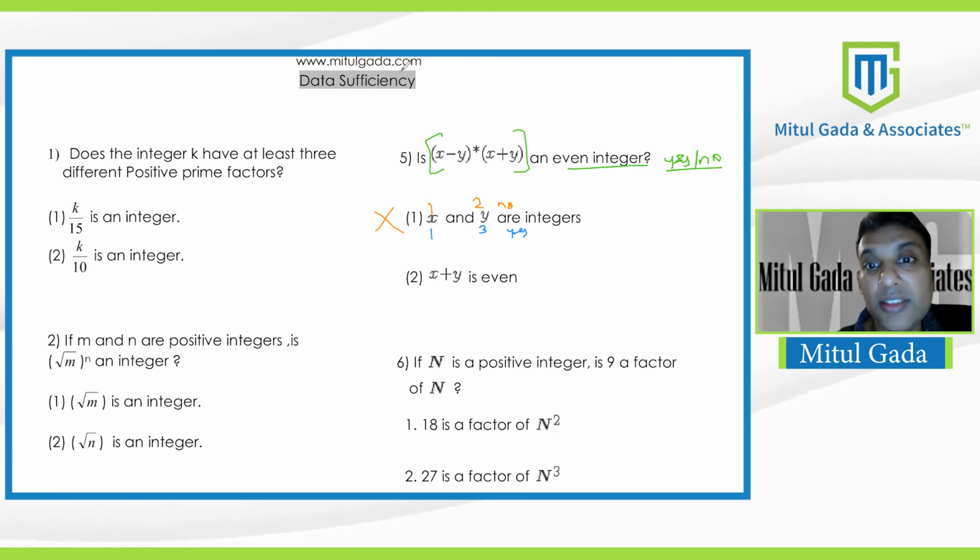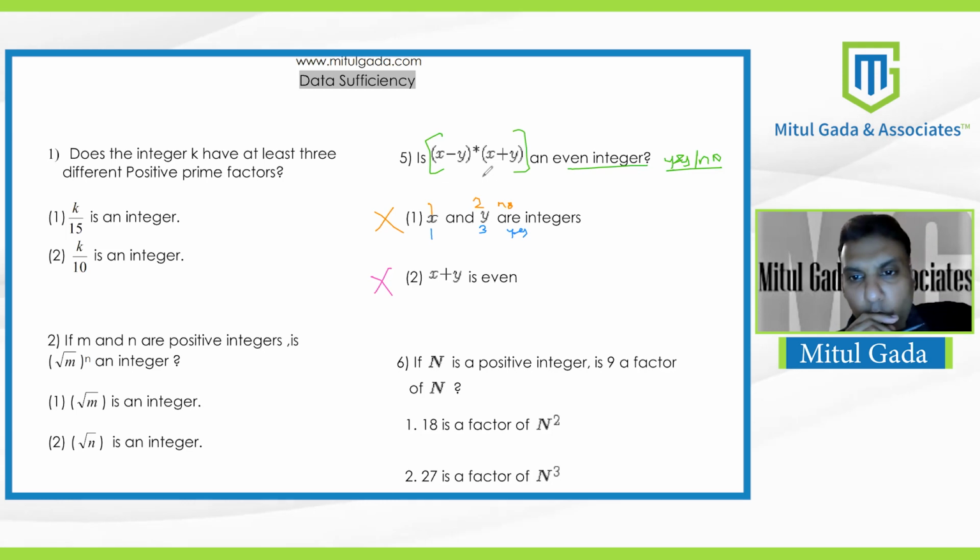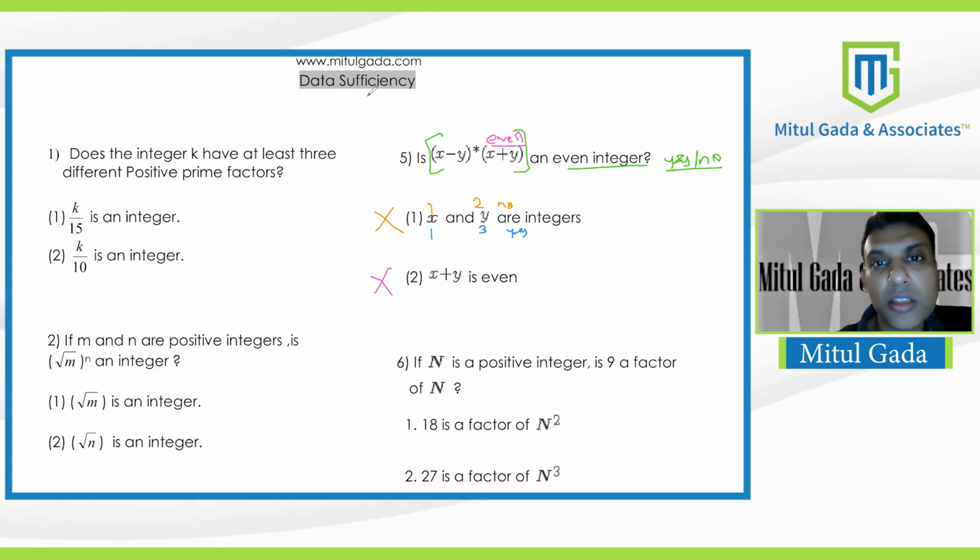Statement 2 alone is also insufficient. Can I say, if x plus y is even, that even into anything is always even? Yes, sir. Can I say even into everything? No, because we don't know if x and y are integers. Very good, very good. And this is what the trap is in this question.